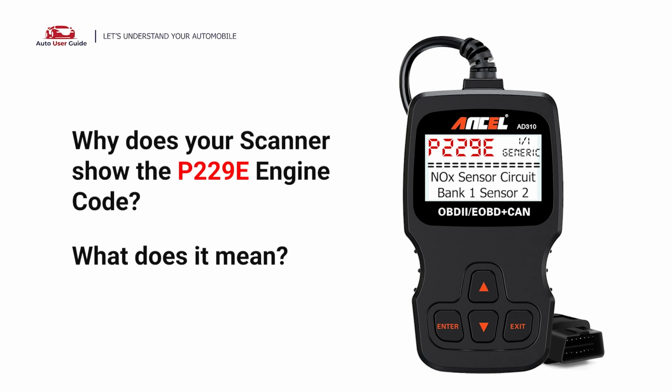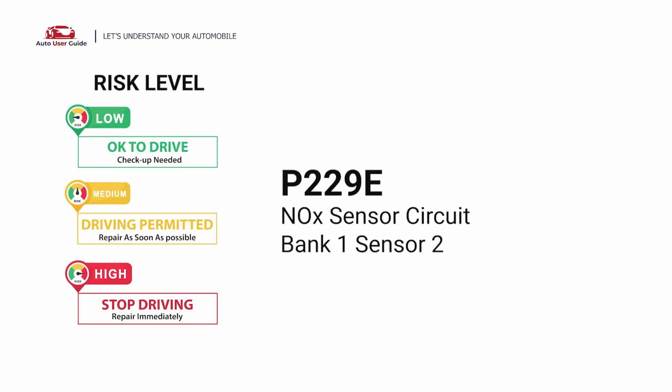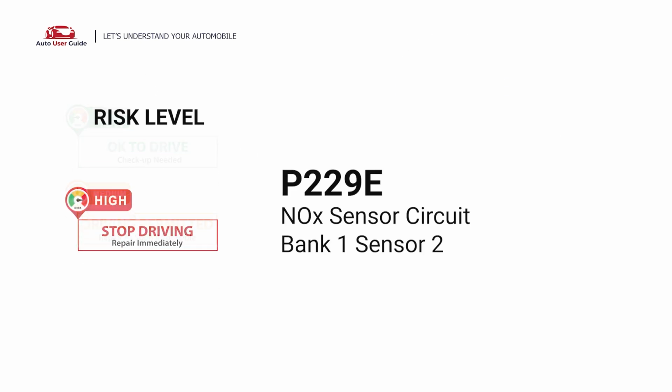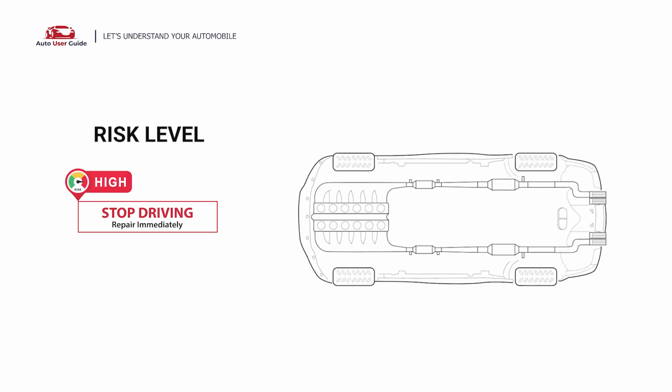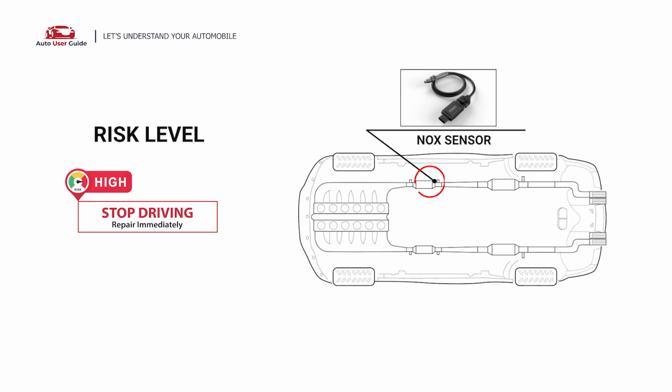Why does your scanner show the P229E engine code? What does it mean? P229E is a diagnostic trouble code for NOx Sensor Circuit Bank 1 Sensor 2. It indicates an issue with the NOx Sensor Circuit in Bank 2 of a vehicle's engine. Under this circumstance, stop driving and repair your vehicle immediately.